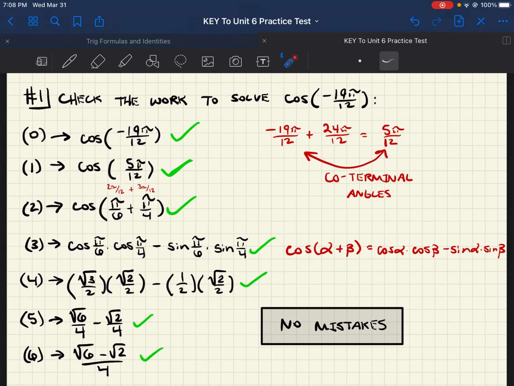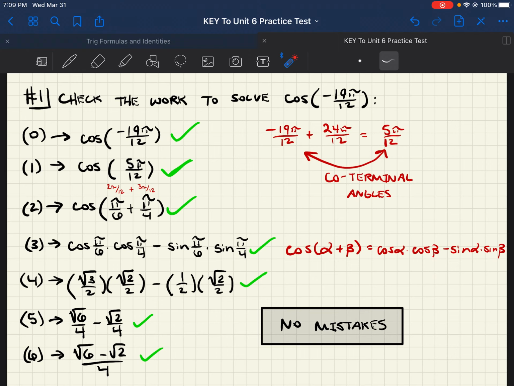Let's go ahead and start here with number 1. And notice that my problems are probably out of order from your problems. That's because the practice test, the questions and answers were shuffled. Okay, so here's number 1. We want to check the work to solve cosine of negative 19 pi over 12. And we just want to see if there are any mistakes, which you can see there weren't any. But let's talk about why there weren't any mistakes.